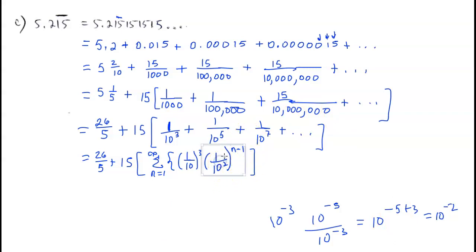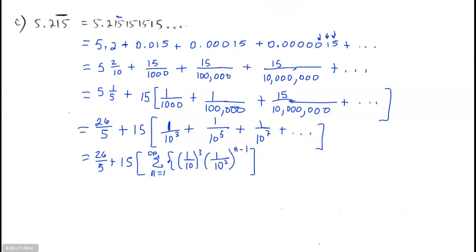All right, so I'm going to clean up some of this formatting just a little bit here. All right, so we got that cleaned up. Again, this is going to be our A, all of this, and this is going to be our R right here. So here this means that we have 26 over 5 plus 15 times A, which is 10 raised to the negative 3, I'm just going to write it in that form, over 1 minus R. This is 10 raised to the negative 2.